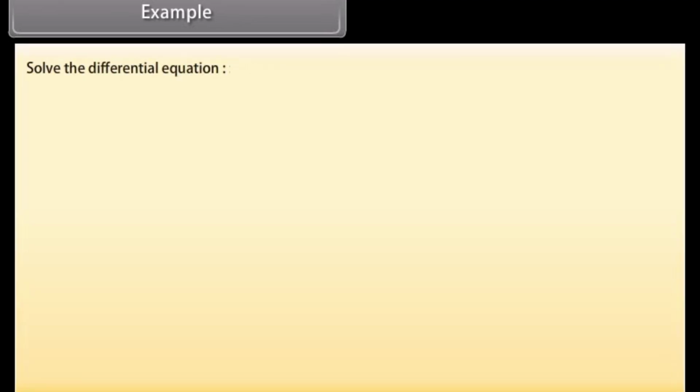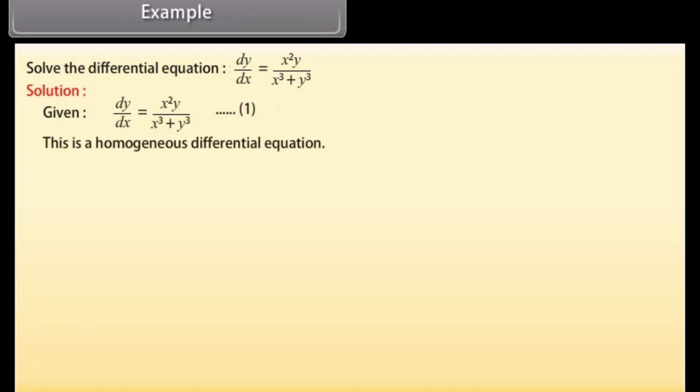Example. Solve the differential equation dy by dx equals x square y by (x cube plus y cube). Solution. Given dy by dx equals x square y by (x cube plus y cube). Name it as equation 1. This is a homogeneous differential equation. We will put y as vx.